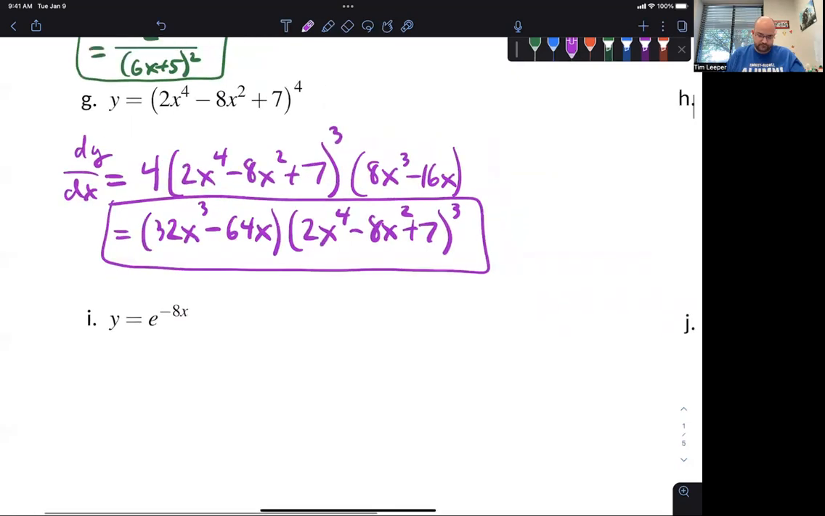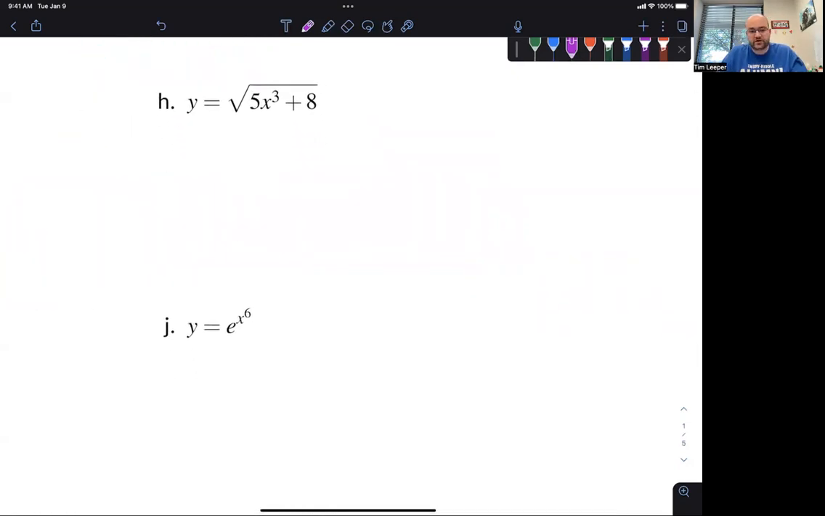So let's now go on to H. Here on H, we have y equals the square root of 5x cubed plus 8. Anytime you have a square root like this, we need to go ahead and rewrite it. So it means that y is going to be parentheses 5x cubed plus 8, close parentheses, raised to the 1/2 power.